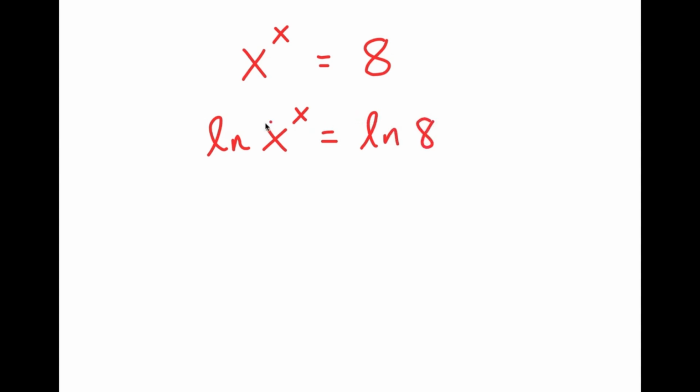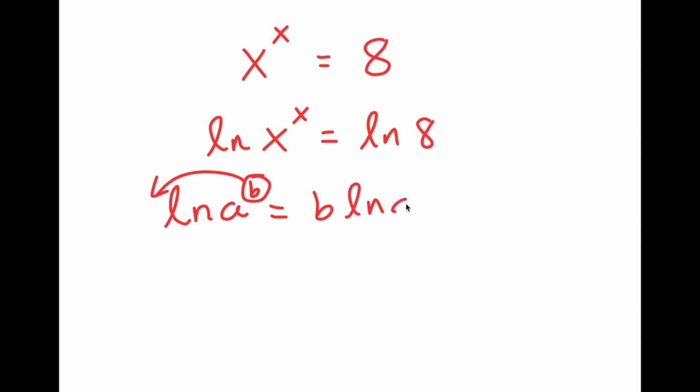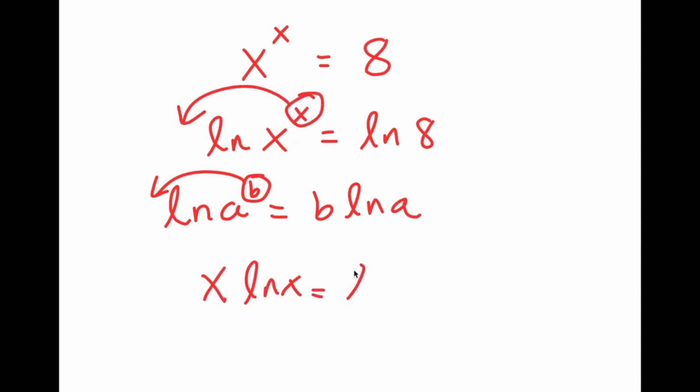And a helpful property that comes with logarithms is that if I have something in the form ln a to the power of b, I can move this exponent to the front, so this turns into b times ln a. So in this case, I have ln of x to the power of x, and I can move x to the front. So now I get x times ln x is equal to ln 8.